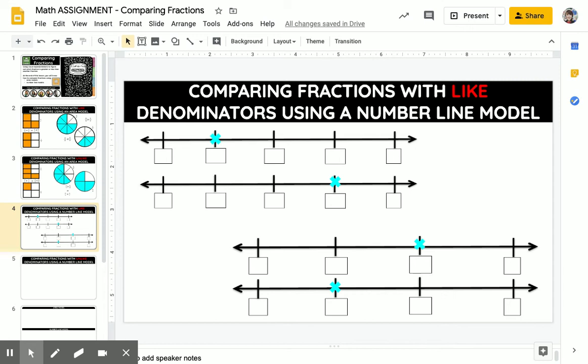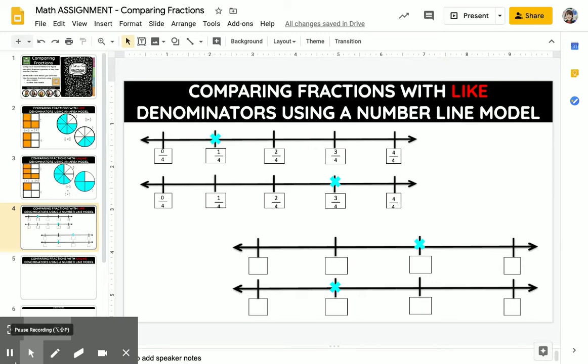Now let's look at comparing fractions with like denominators using a number line model. Based on what you learned last week about number lines, let's take a look at the first two. These number lines are the same length and they are both cut into the same number of sections. 1, 2, 3, 4. So before we get started, let's label each fourth of our number line.